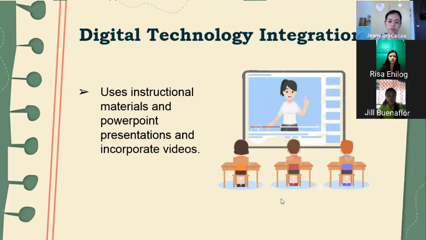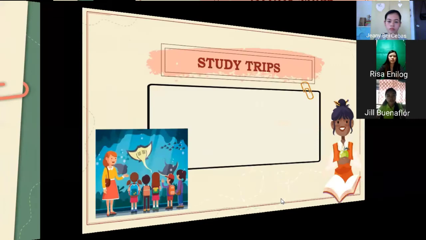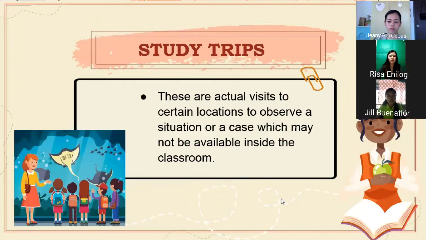Then the next one is study trips. These are actual visits to certain locations to observe a situation or a case which may not be available inside the classroom. For example, when the teacher is discussing history, the teacher will focus on the artifacts of the past years. As it is a study trip, the teacher will decide to go to a museum. The museum will be composed of the artifacts, so the students will understand what they are through the discussion of the teacher.